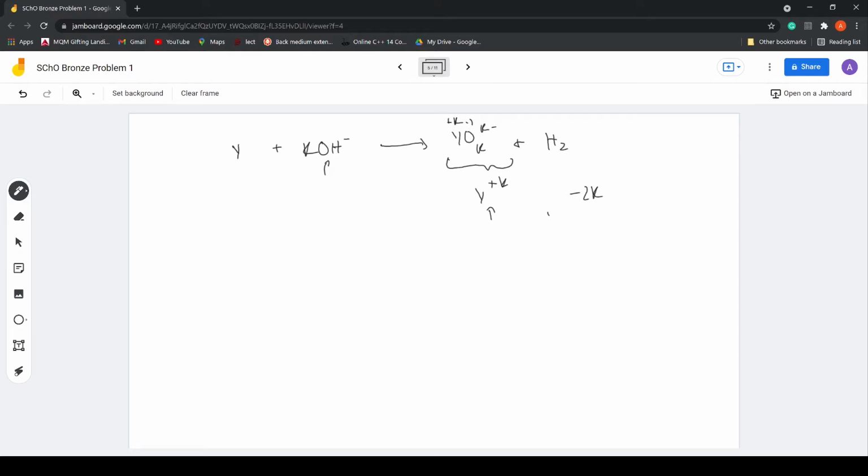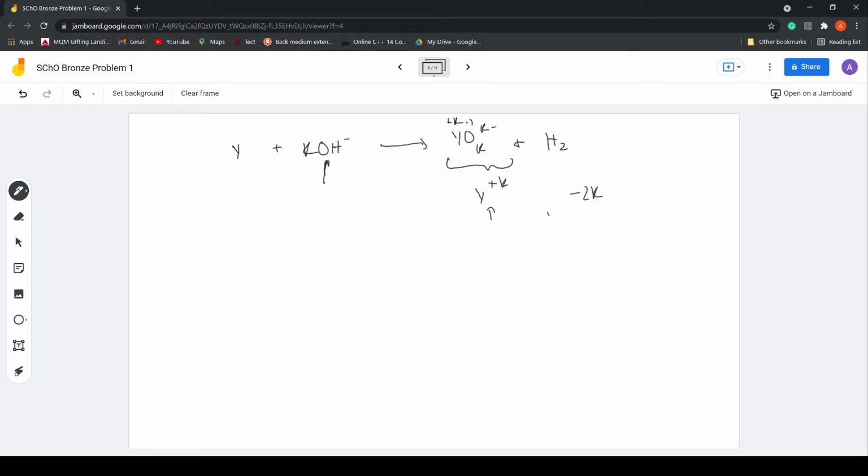The other thing you notice is that there's a minus K charge on the right side. So that means that there should be a minus K charge on the left side. Charge needs to be conserved. And we can see on the left side, we have K OH minuses, we have K hydroxides. Each hydroxide has 1 minus, so K of them is going to have a minus K charge.